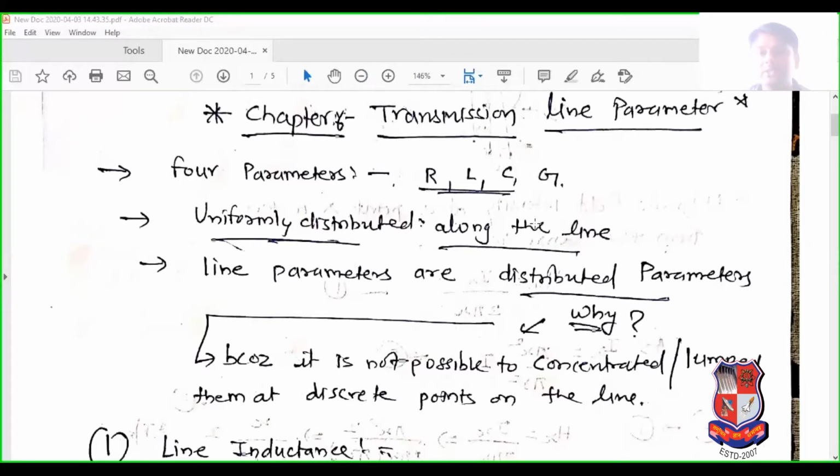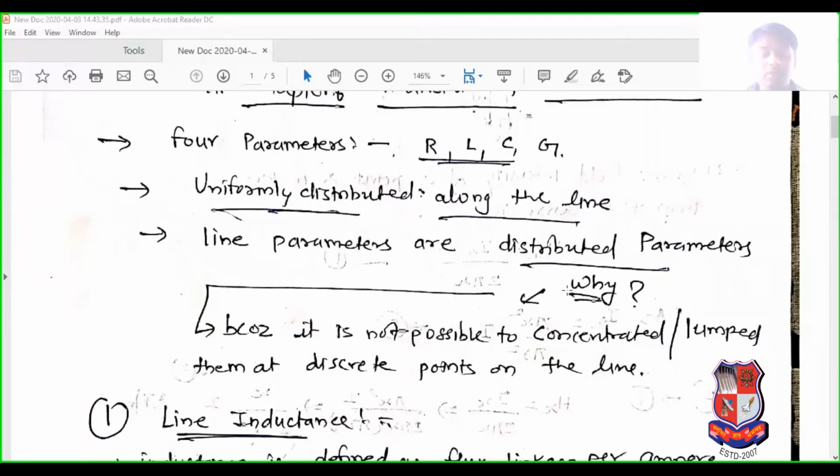Now, why are they called distributed parameters? The reason is that it is not possible to concentrate or lump them at a discrete point on the line. That's why they are known as distributed parameters. But they can be lumped for the purpose of analysis on an approximate basis. However, the assumptions for analysis on a lump basis may fail. Why? Because if the line is very long, lumped parameters are not possible, so we go for the distributed parameters.